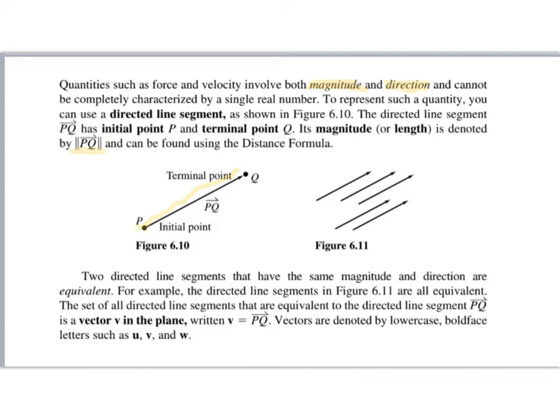So we always have an initial point, and then we have a terminal point where it ends. If you take a look here, all of these are equivalent because one, they're going the same way, and two, they all have the same distance. That's how you know if they're equivalent. And when you write a vector, you put a small u, v, or w, which means this is the vector. So the vector goes from P to Q.